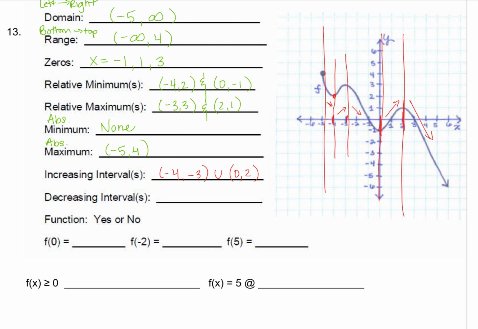Okay, decreasing intervals. Oh, wait, I say that, but you actually do need brackets for this first one because it is a closed circle. We do worry about this one. So from -5 to -4, it's decreasing. Union. For this next one, it goes from -3 all the way to 0. Union. And then this next one, it goes from 2 all the way down to infinity. So 2 to infinity, because I'm reading it from left to right.